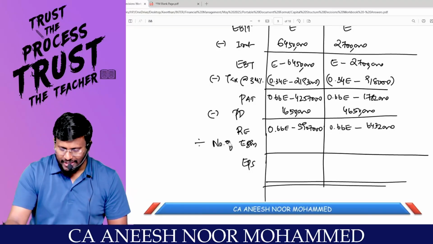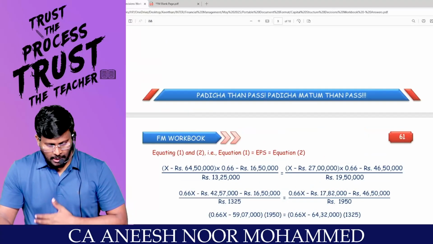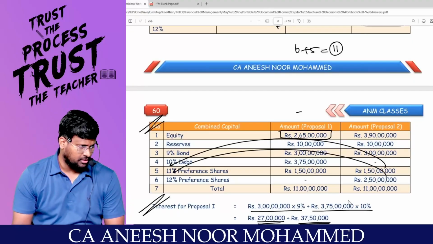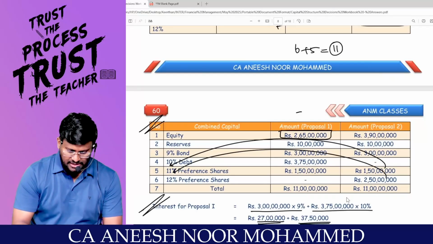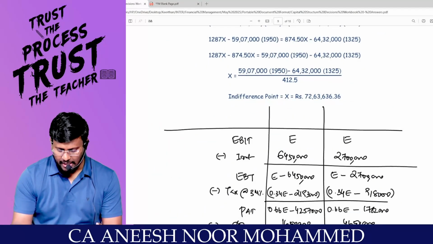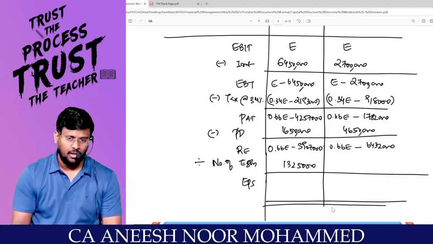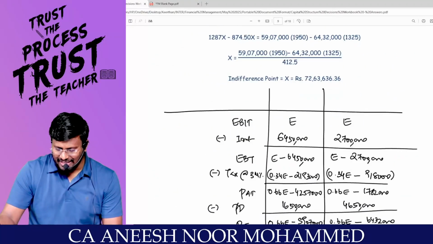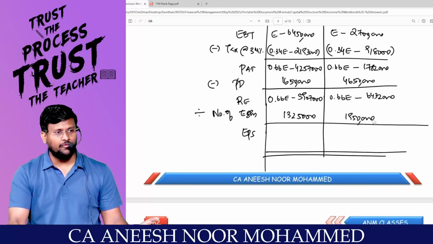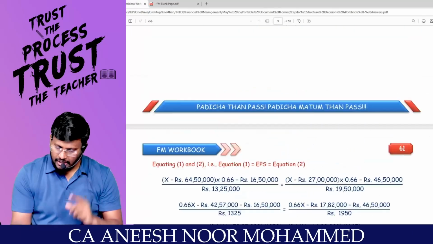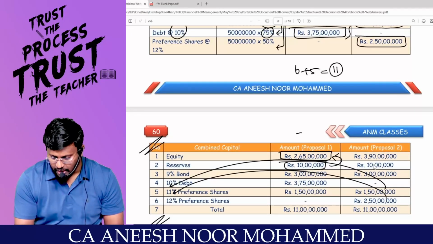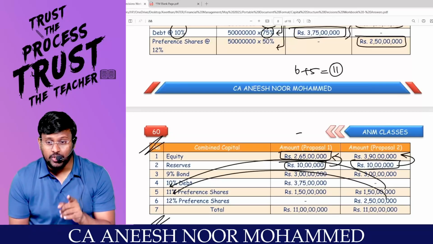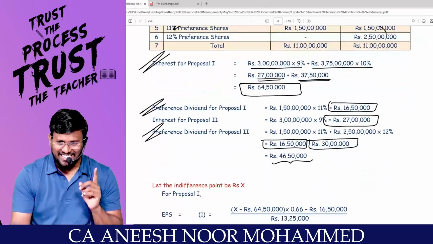What is the number of equity shares under option number 1? We have to calculate. 2 crore 65 lakhs divided by 20 means 13 lakh 25,000 is the number of equity shares for option number 1. Whereas for option number 2, 3 crore 90 lakhs divided by 20 comes to 19 lakh 50,000 equity shares. Sir, if we had added the 10 lakhs to this, our number of equity shares would change. That's why they have shown it separately. You are not calculating WACC using market value weights. If that were the case, we could have included it there.